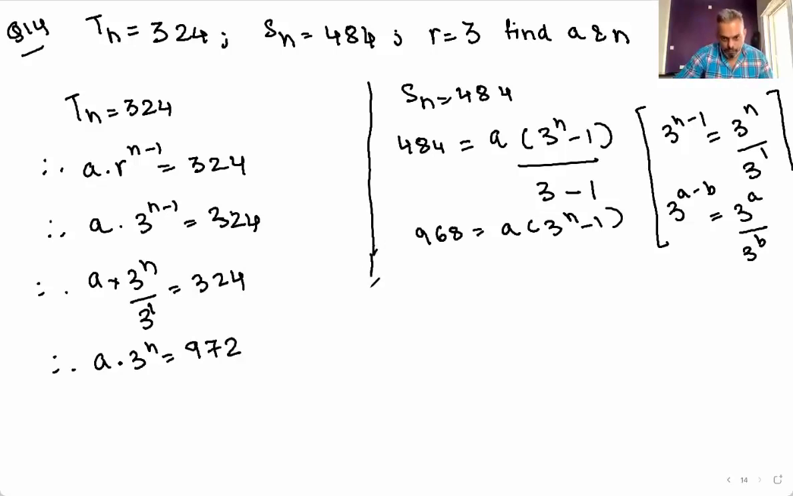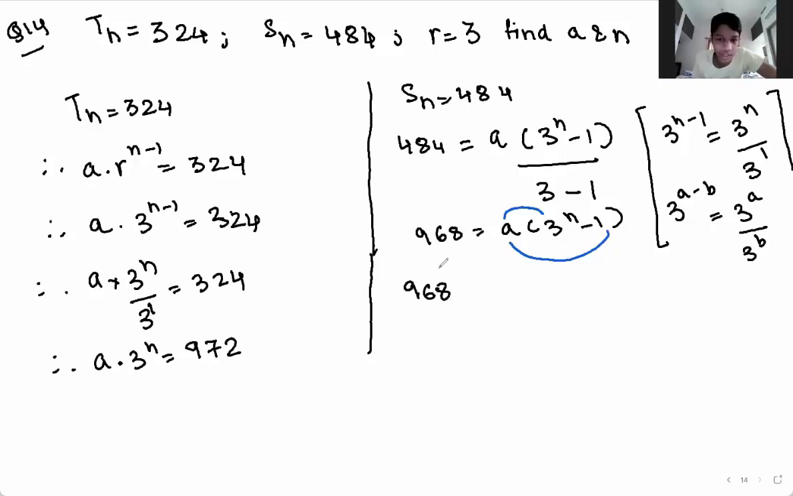Now over here, 968 is equal to a in the bracket 3 raised to n minus 1. So now we will multiply a into 3 raised to n and a into 1. So what we get is 968.